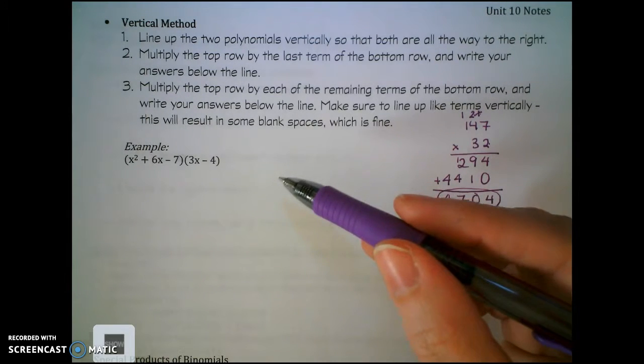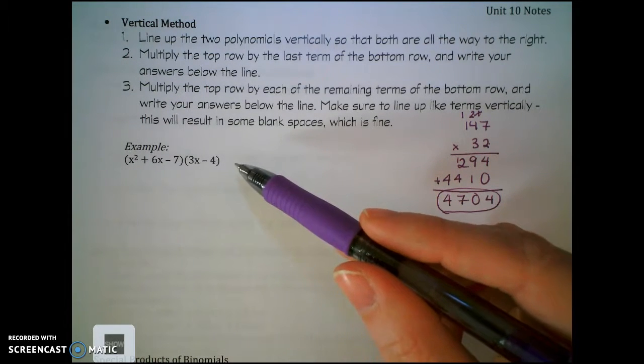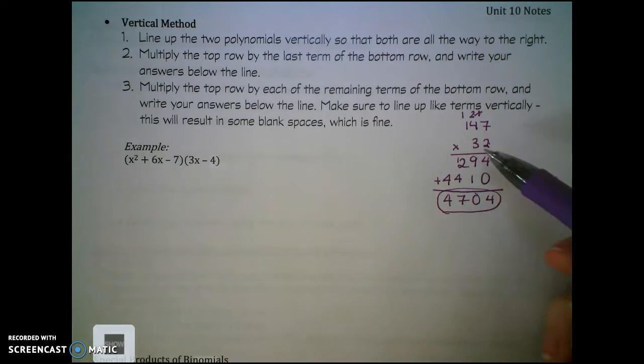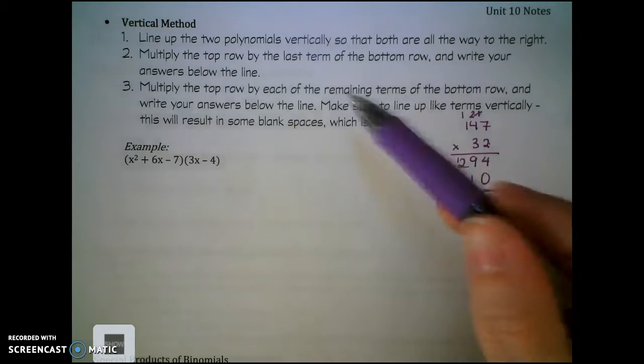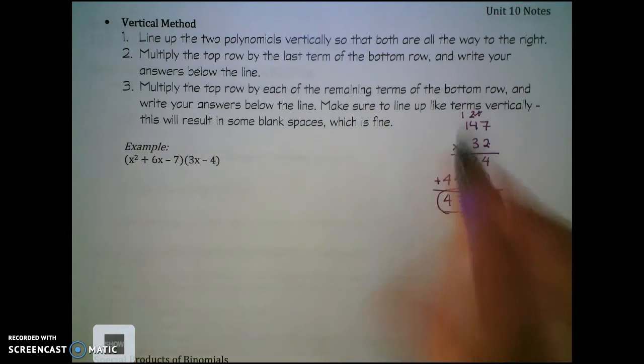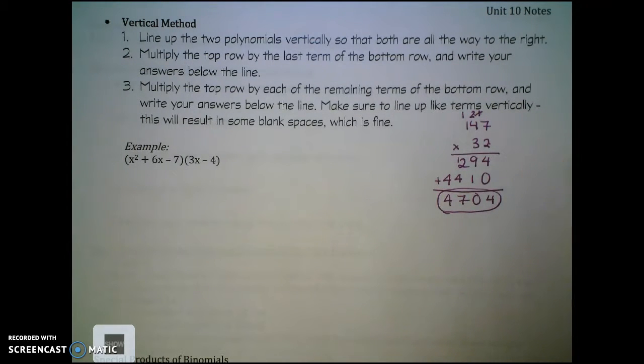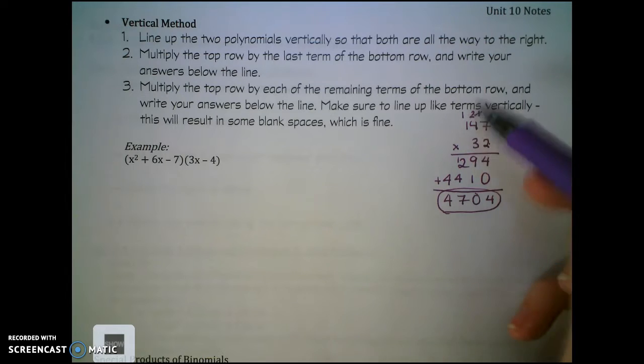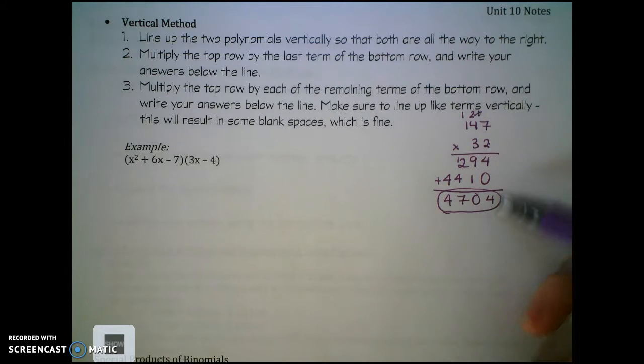Multiplying a polynomial by another polynomial in the vertical method works pretty much exactly the same way. We will line our two polynomials up vertically so that our polynomials are all the way to the right. Then we're going to multiply the top row by the last term of the bottom row, write our answers below the line, then continue for the next to the last term in the bottom row. And we'll make sure that our like terms line up vertically, which is what we did here.